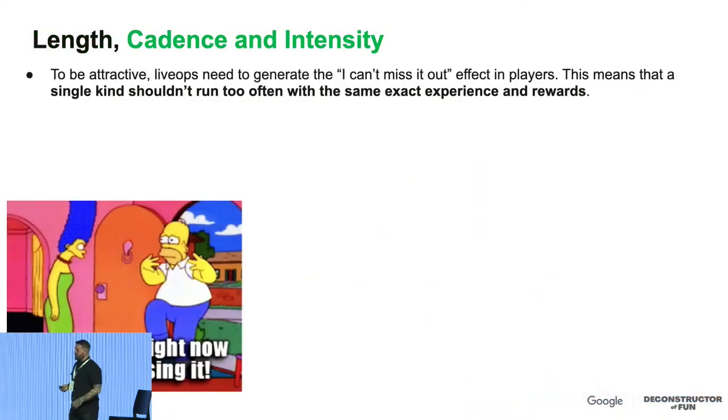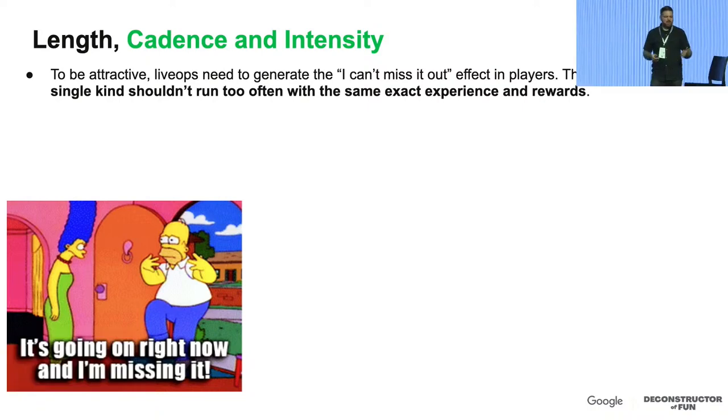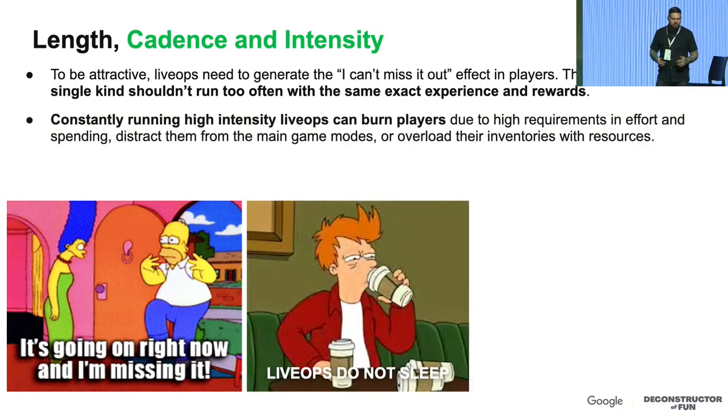When it comes to cadence and intensity, there are 3 things to take into account. First, in order to be effective, live ops need to have this kind of "I can miss it out" component. So you don't want to have the same live op running too often with the same exact experience and rewards. That's where versatility comes in. But also you need to take into account that if you are constantly running very high intensity live ops, it can, depending on the game and the type of players, burn the players, no?